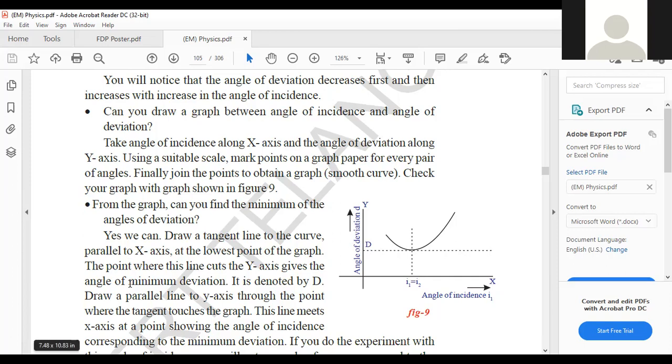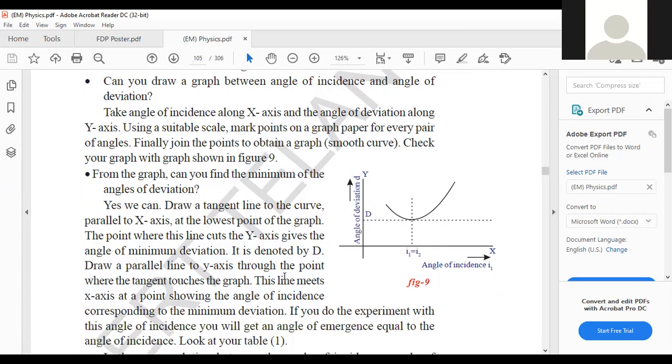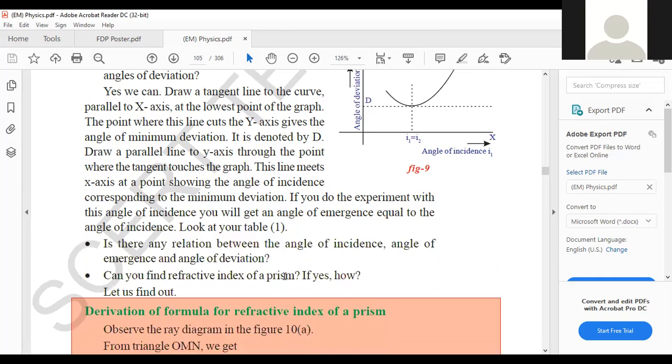This point D denotes the minimum deviation. So in this way, through this graphical representation, we are going to identify where the minimum deviation is observed, right?